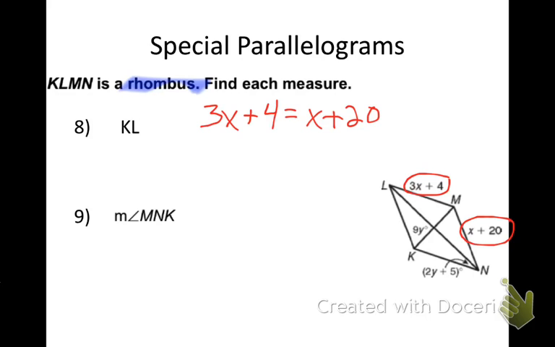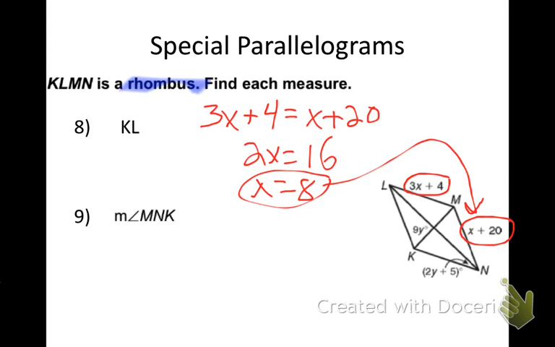Take a couple seconds to work that out. As I work this one out, I get 2x equals 16, x equals 8. Then I need to plug that 8 back in. I would plug it into this one probably because it's easier. 8 plus 20 gets me 28. Okay, nice job. Now the next one here.